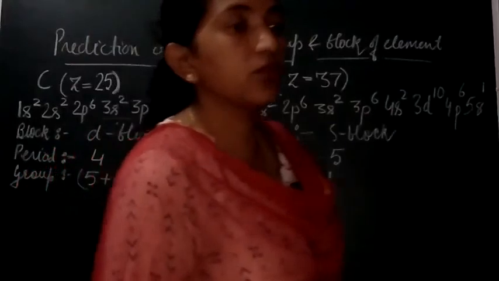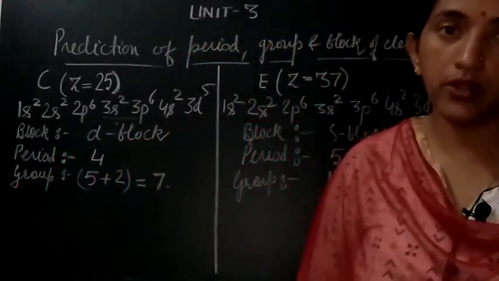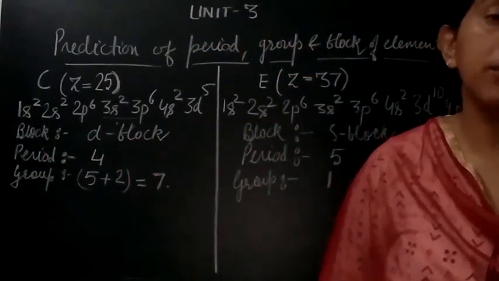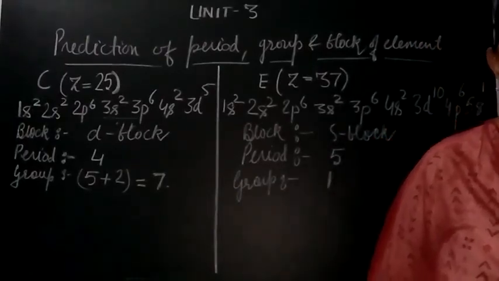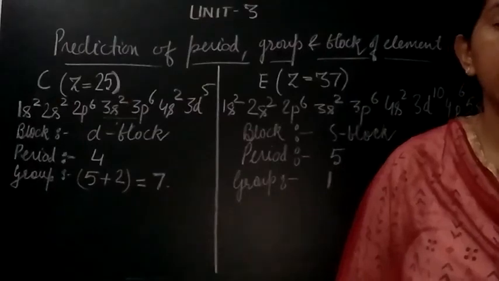Right students? So you will practice this type of question too, where you predict the position of the element in the periodic table just from the atomic number. Whenever we refer to position, we are referring to the block, group and period number.